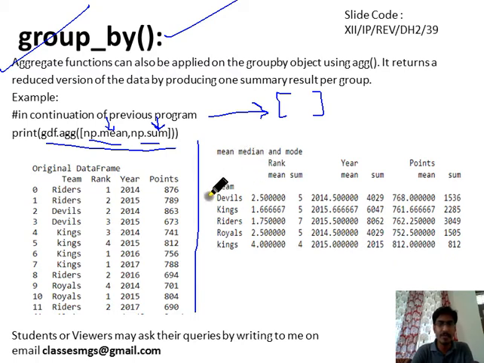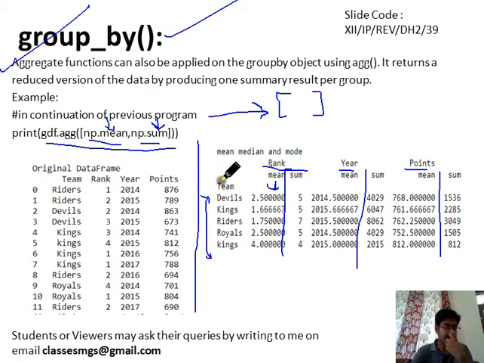So we have done the group by on the team name in our previous example, and if you want to get the team wise mean and sum of the rank column, team wise mean and sum of the year column, team wise mean and sum of the points column, for that particular purpose we may apply the aggregate functions, and you will get the output like this.